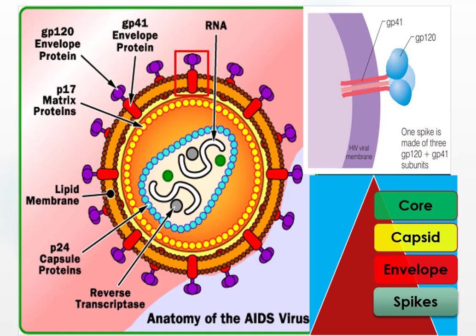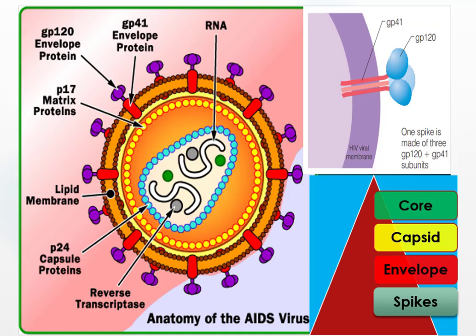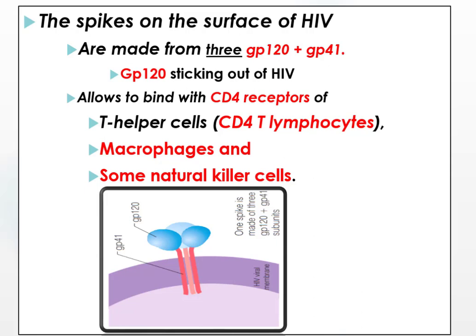Spikes are proteins complementary to the CD4 proteins of T helper cells. The spikes on the surface of HIV are made from three glycoprotein 120 molecules attached to another molecule called GP41. The shape of these spikes allows the virus to bind with CD4 receptors on the T helper cells, or the host cells.